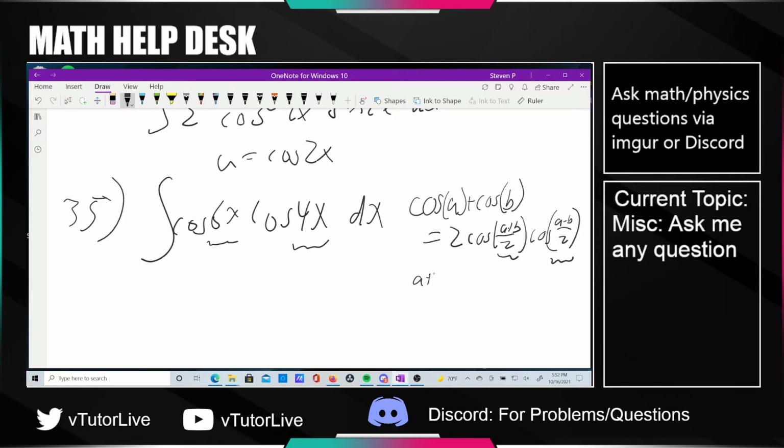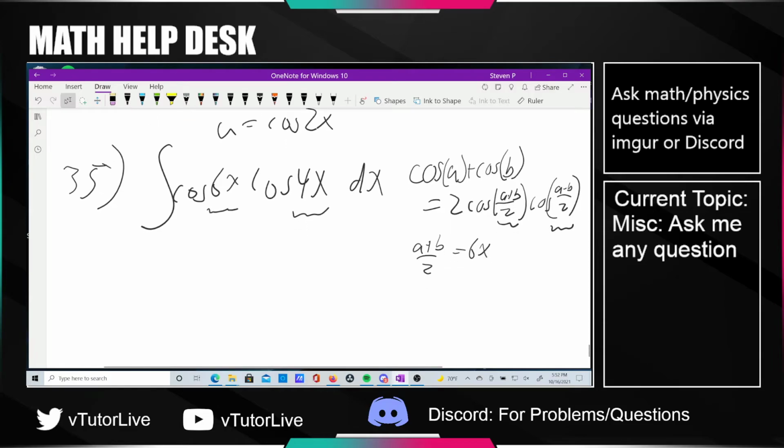So (a plus b) over 2 is equal to 6x. We're basically just solving for a and b to try to rewrite this in terms of a sum of cosines rather than a product of cosines. So (a minus b) over 2 is equal to 4x. And I won't do the work out. This is just some very simple middle school system of equations, right? But if I remember correctly, a is equal to 10x and b is equal to 2x.